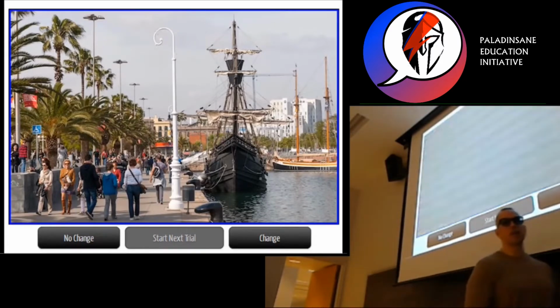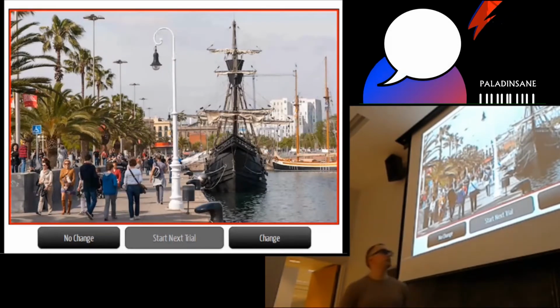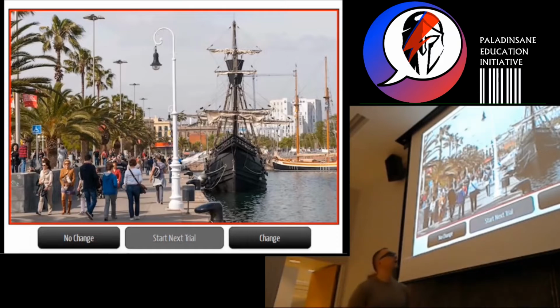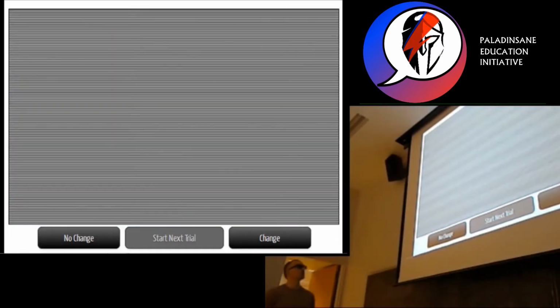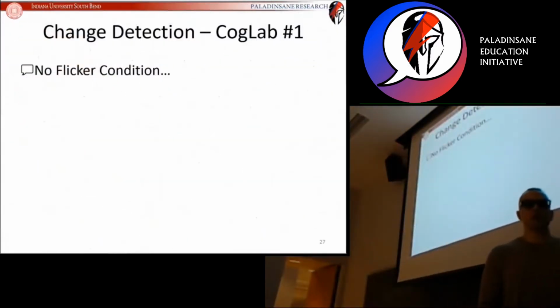And this is what I mean by not a small change. That lamp is by no means some distant person in the background that is a very small part of the picture. That's actually quite a large portion and quite a prominent portion, very central. It's literally in the center of the picture. And then a large lamp disappears from the image. So that was the flicker condition.